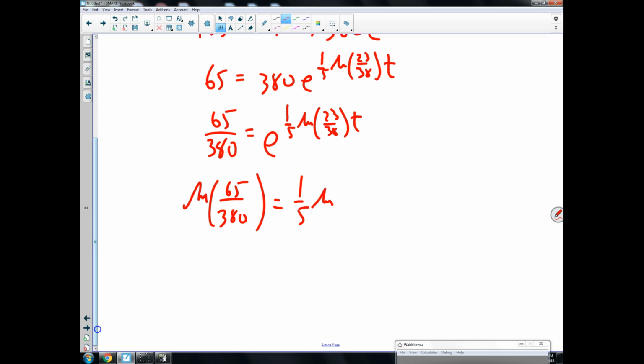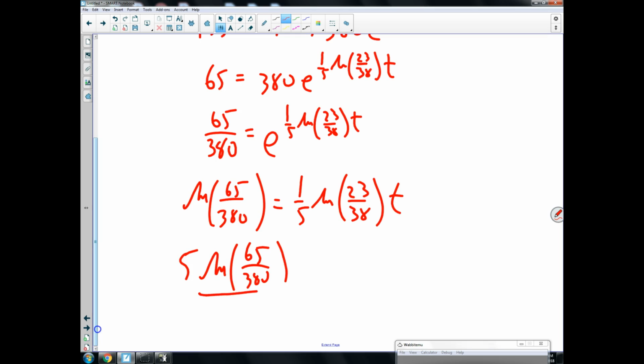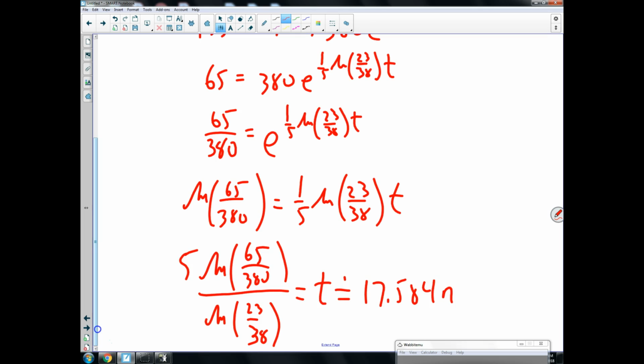That gets rid of the e to that. And then divide by 1/5, which means multiply by 5, and divide by the ln of 23/38. And again, I'm greedy. Give me the exact answer and the approximate answer. Now, I got 17.584-ish minutes in class. Let's double check that.